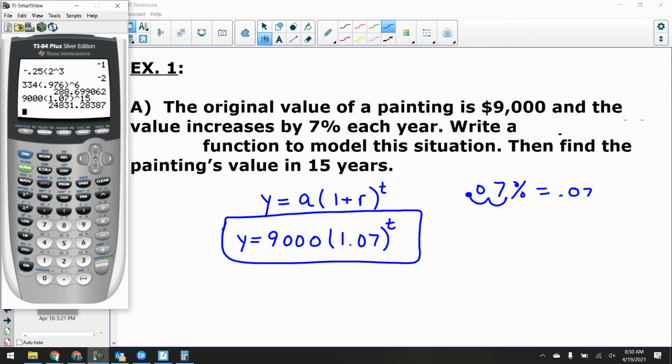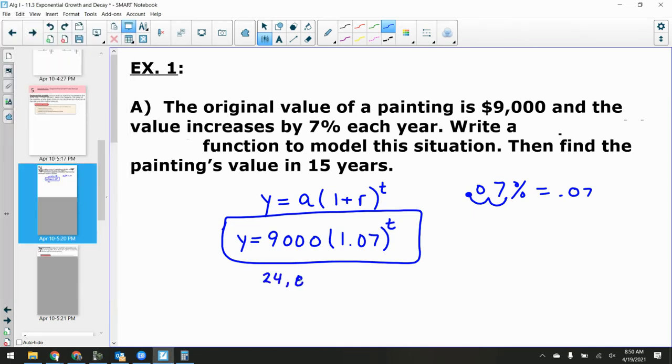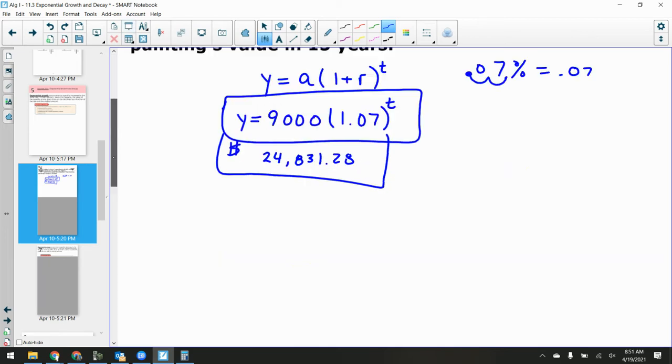So $24,831, let's say to the nearest cent, and 28 cents. 24,831.28. And that's the value in 15 years. So essentially, we're doing the same thing that we were doing last week, right? But now we're writing the function based on the information that's given.